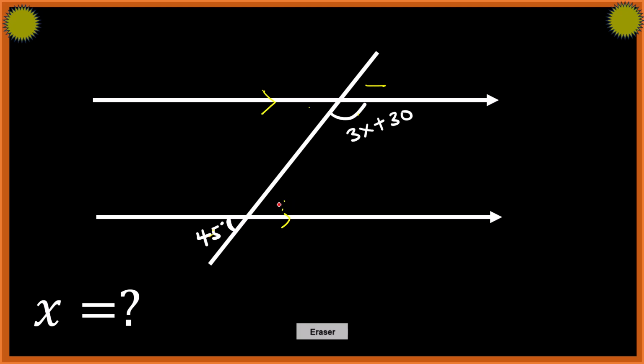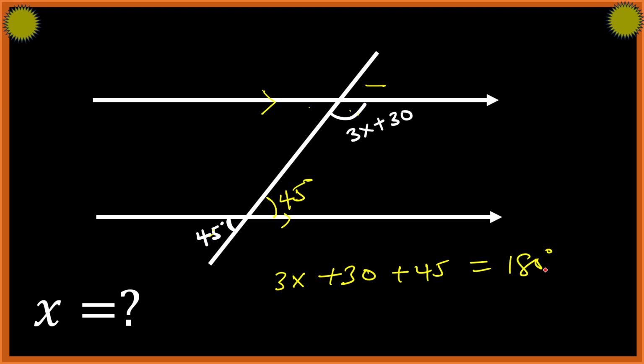So this side is 45, and this side plus this side give us 180. So I can say 3x plus 30 plus 45 will give us 180 degrees. So we have 3x plus 75 equals 180.